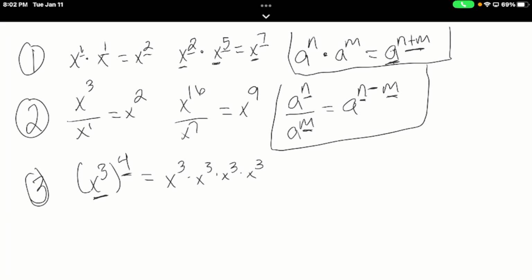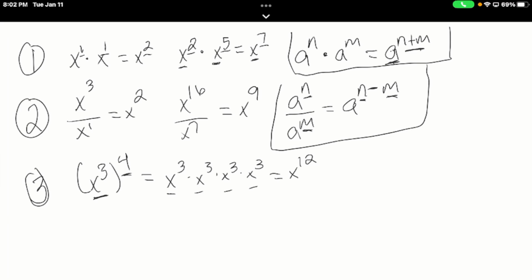Well, I know from property 1, if I've got things that have the same base and I'm multiplying them out, I can just add their exponents, right? So 3 plus 3 plus 3 plus 3, this is going to be the same thing as x to the 12th.